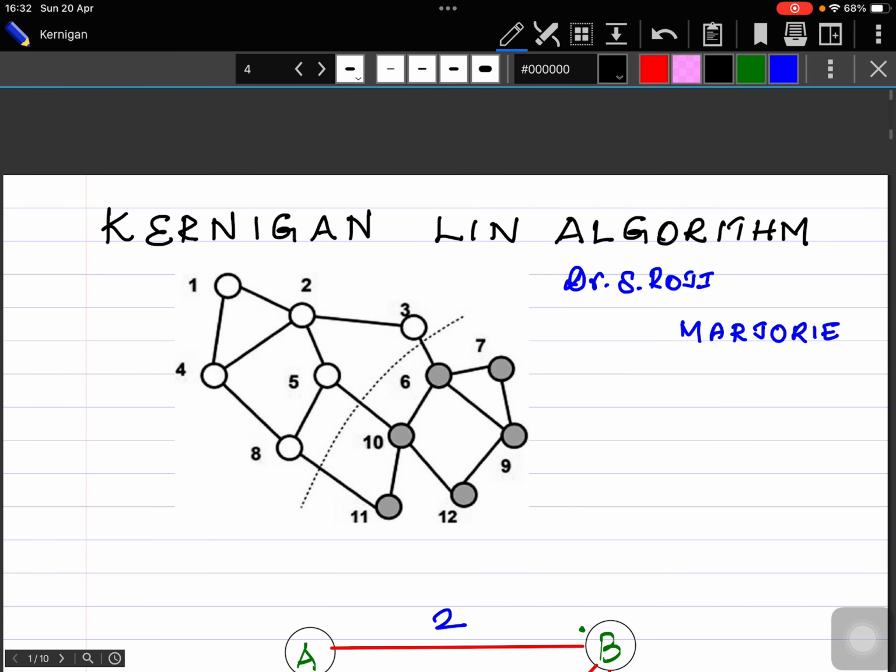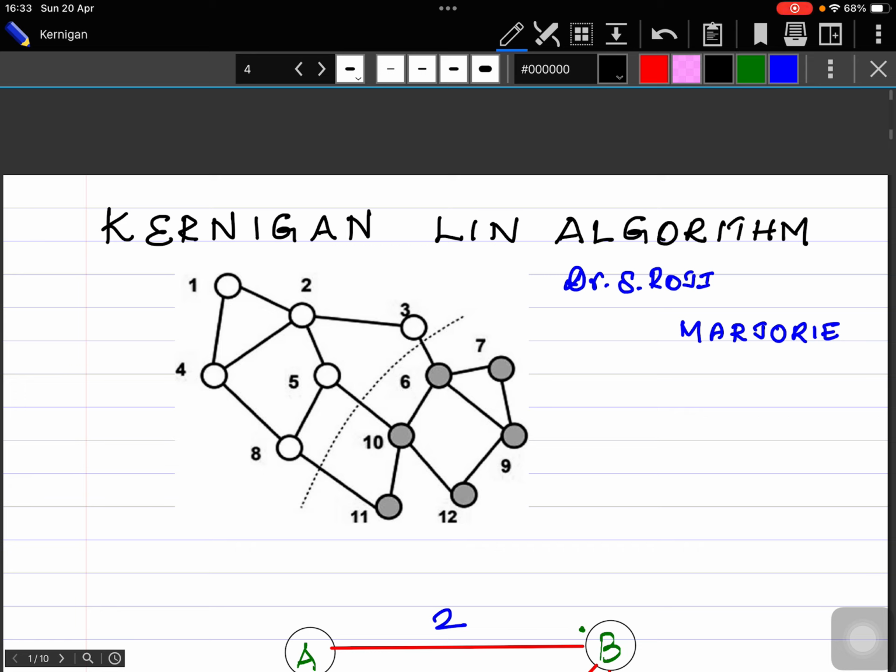Welcome to a session on algorithms for VLSI design automation. This algorithm doesn't come under VLSI design automation only, it also can be used in many other things. But here we are going to see how this algorithm can help in the VLSI design process.